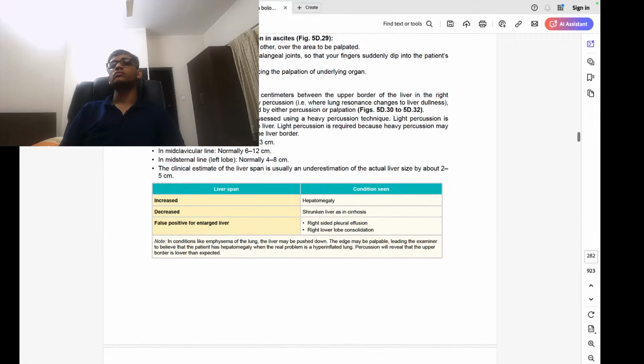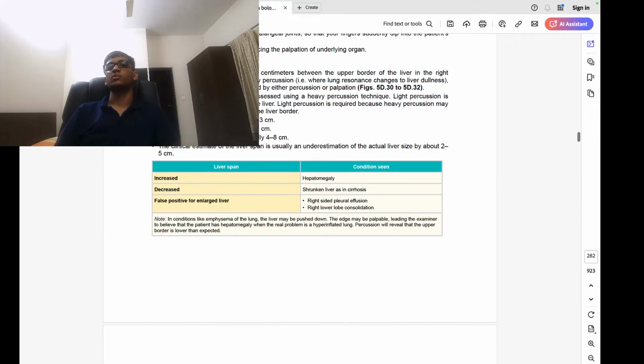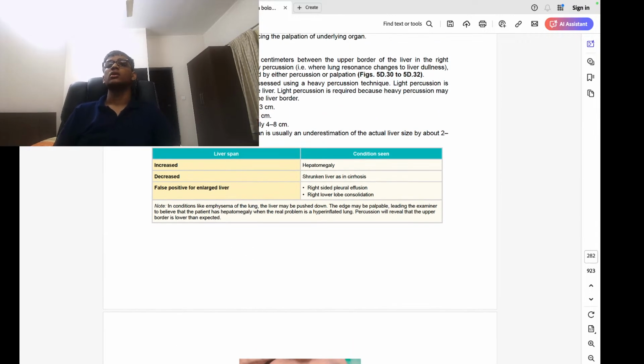Liver span. Liver span is the distance in centimeters between the upper border of the liver in the right mid-clavicular line and its lower border. It is determined by percussion. The note changes to liver dullness, and the upper border of the liver is located using a heavy percussion technique. Light percussion is used to locate the lower edge of the liver. Light percussion is required because heavy percussion may underestimate the lower extent of the liver border.